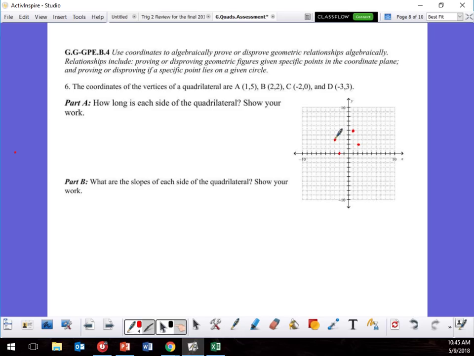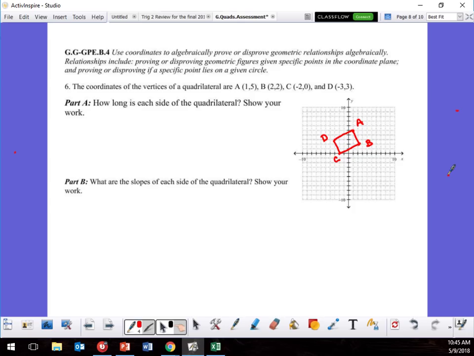There we go. That's D. -3, 3. -2, 0. C. There's B. 1, 2, 3, 4, 5. There's my A. Connect my dots. All right, so how long is each side?